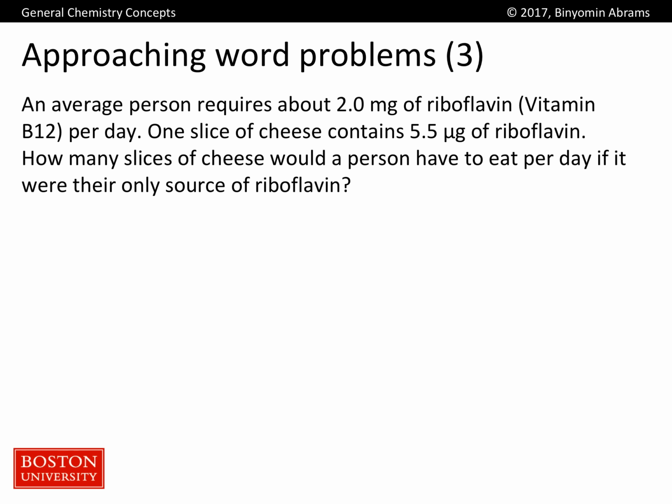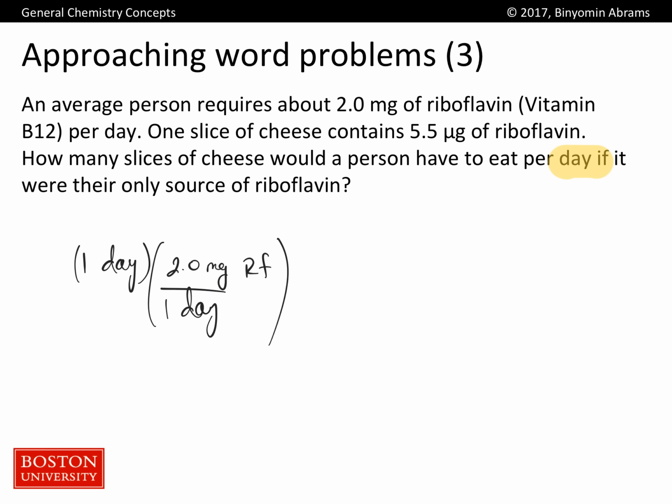Hopefully you decided that we are talking about a day, and so we're looking at how much cheese someone would have to eat in 1 day, and you might start off with something like 1 day. And then in 1 day, a person needs to eat 2.0 milligrams of riboflavin and go from there.